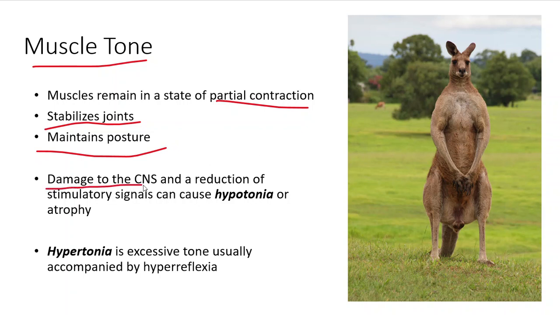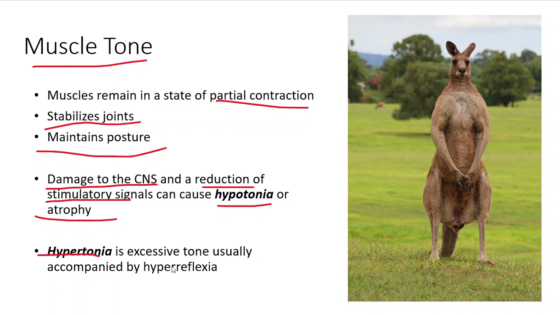When we get damage to our central nervous system, that could be the spinal cord, spine injury, and we reduce the nerve impulses, that can actually cause the muscles to become hypo-responsive or even totally paralyzed, in which case the muscles will actually start to go away. If a muscle does not get nerve impulses telling it to contract, it will eventually go away. It's going to atrophy.